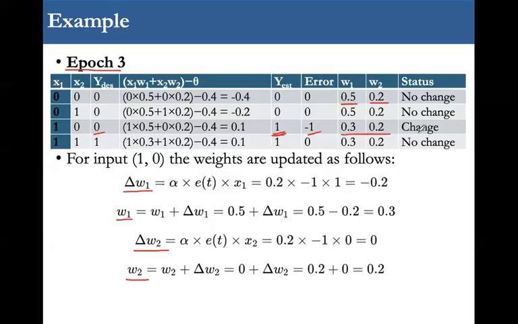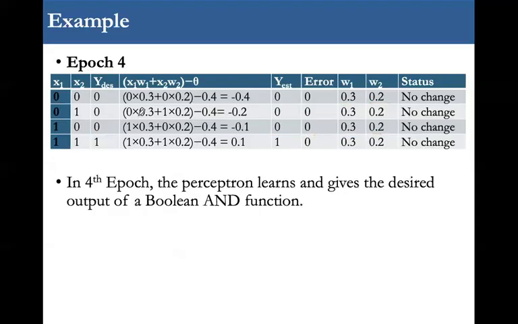Since there is a change in this particular row, we need to go for the next epoch, epoch 4. We start with the weights as 0.3, 0.2. And then we calculate, and we are getting the estimated output as 0, 0, 0, 1. If both x1 and x2 are 1, the desired output should be 1. Here also it is 1. The remaining values are 0. This satisfies the AND Boolean operation. So in the fourth epoch, the perceptron learns and gives the desired output for the Boolean AND function.